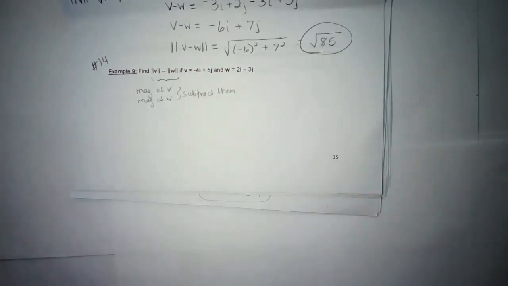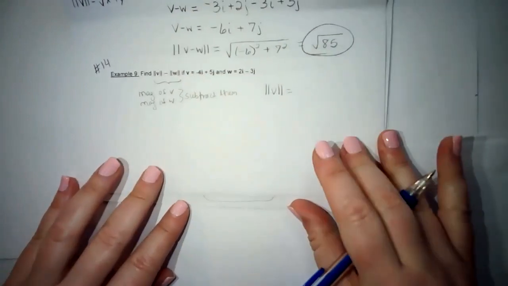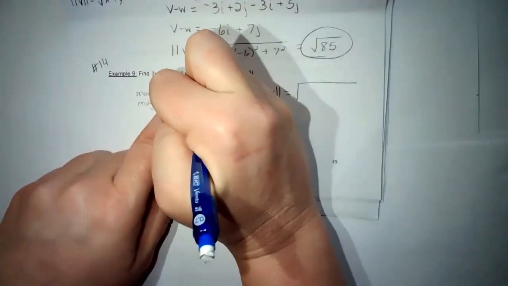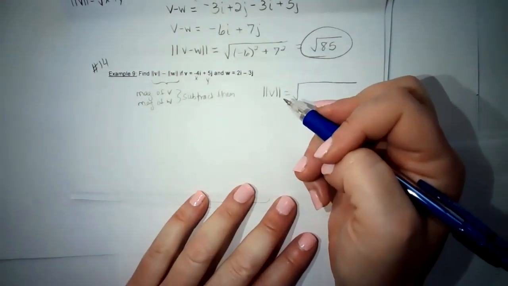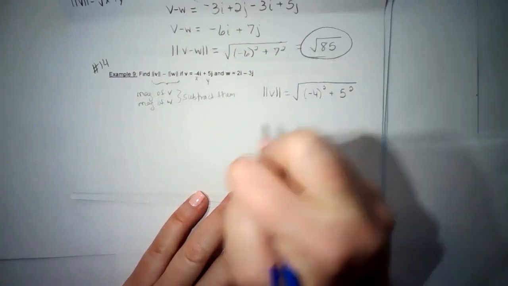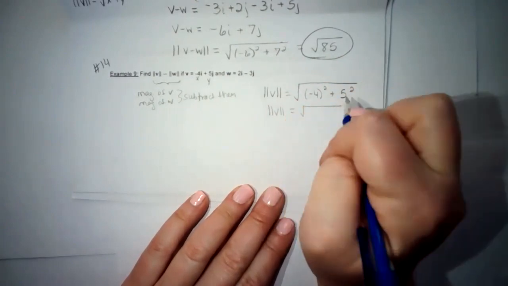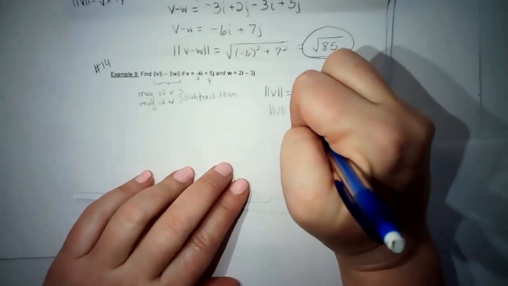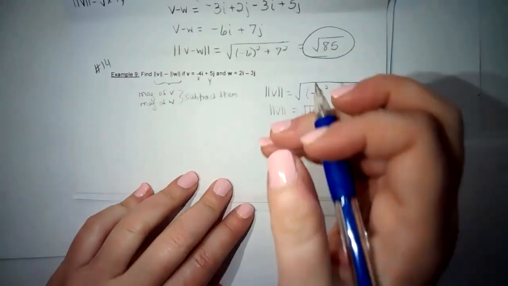Okay, so here we go. Let's first find the magnitude of v. So the magnitude of v, our x or our a is going to be -4, and our y or our b is going to be +5. So we're going to take each one of those and square them. We get 16 plus 25, which is root of 41. There's nothing I can do with that, so I'll leave it.